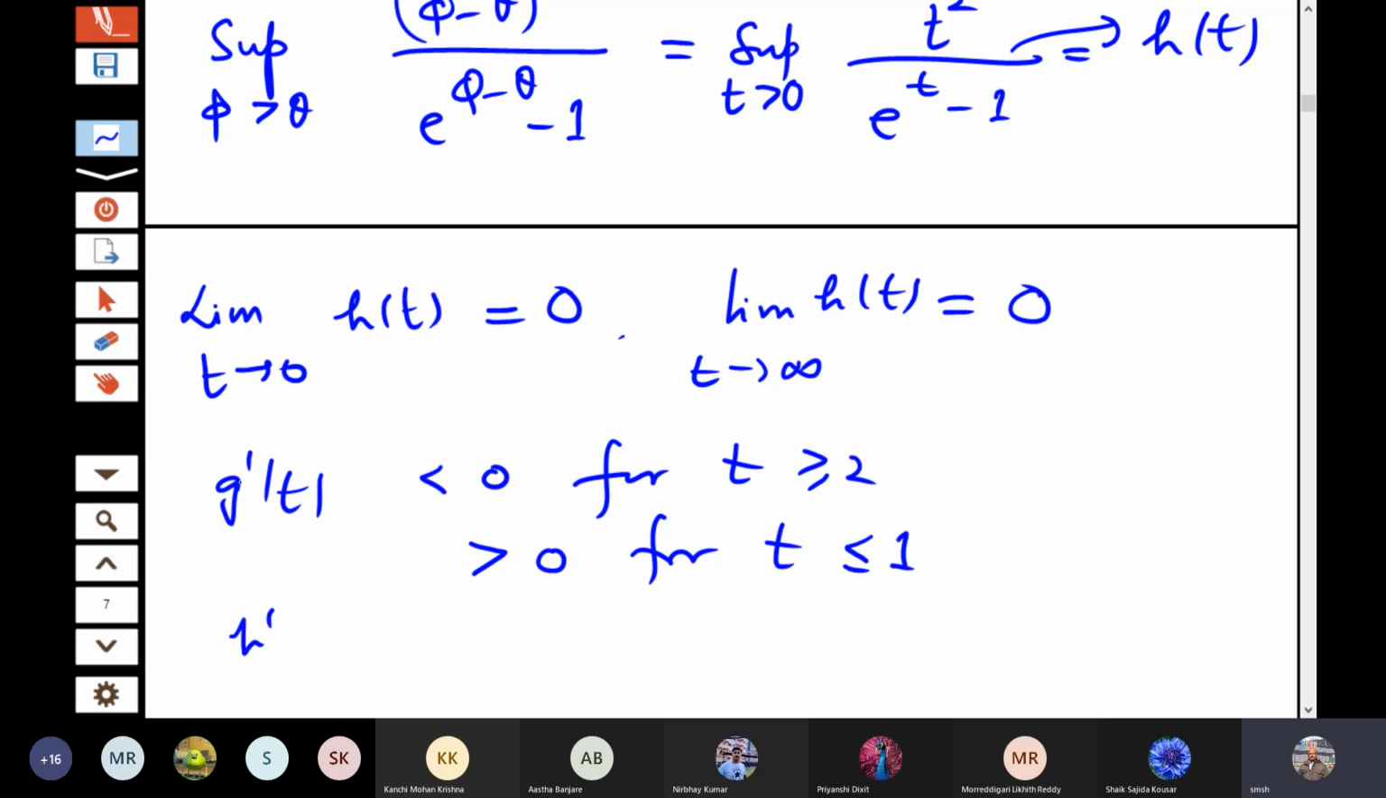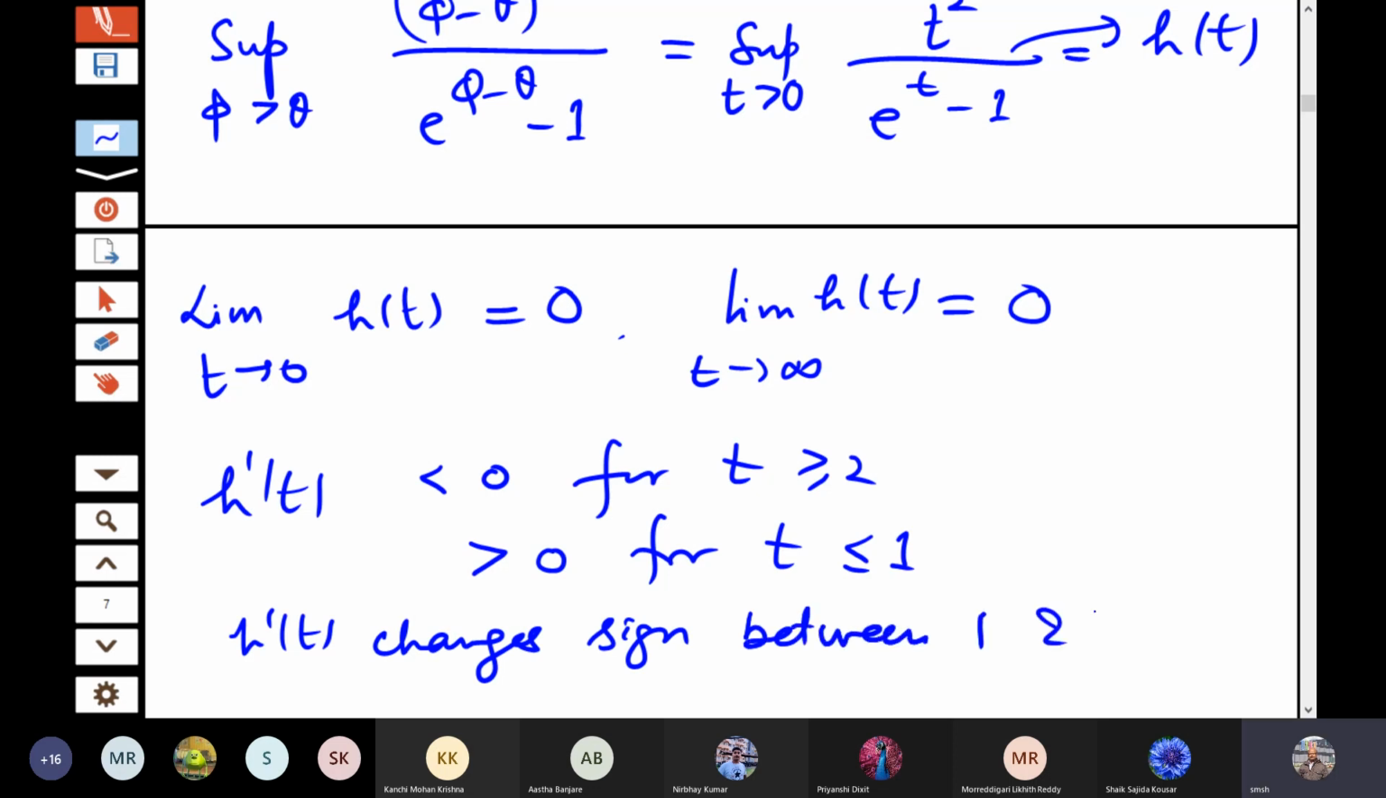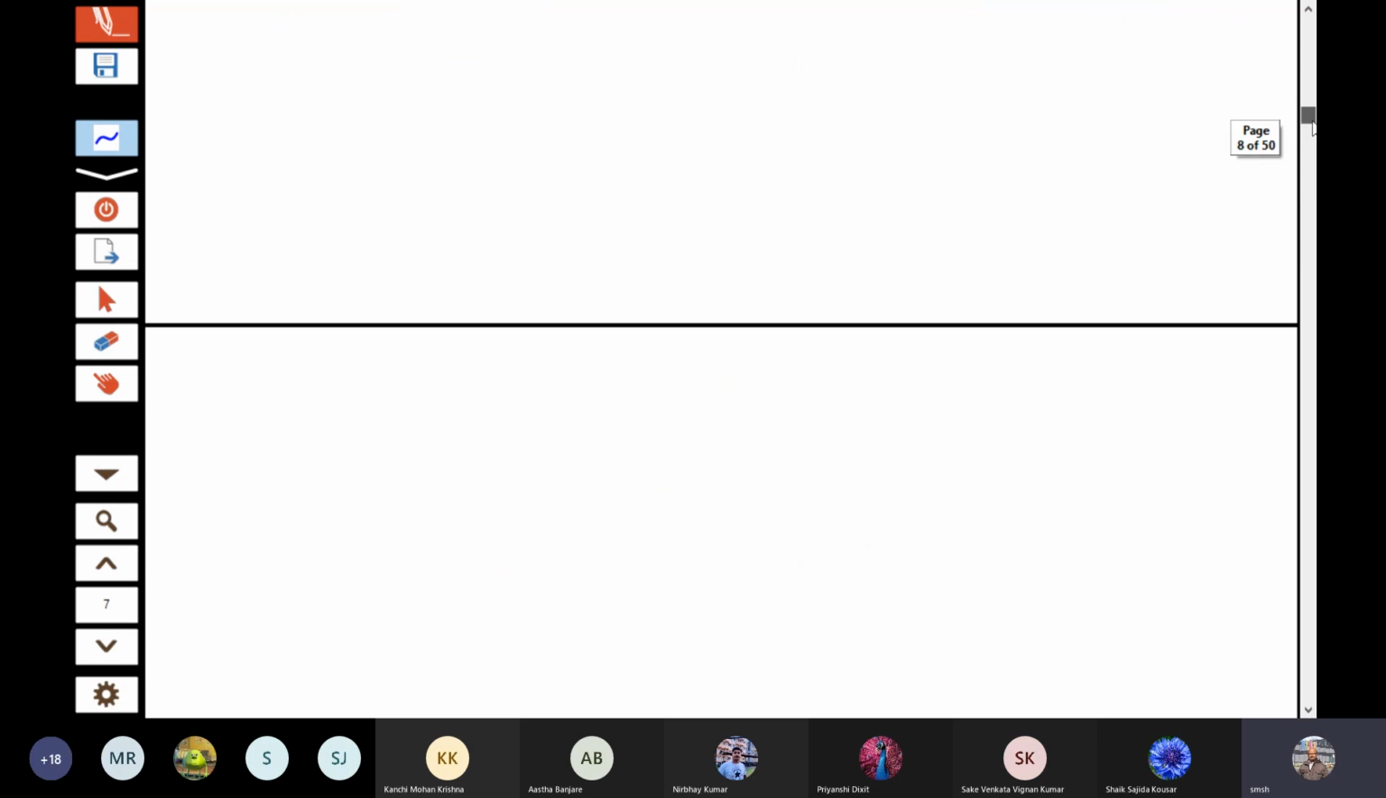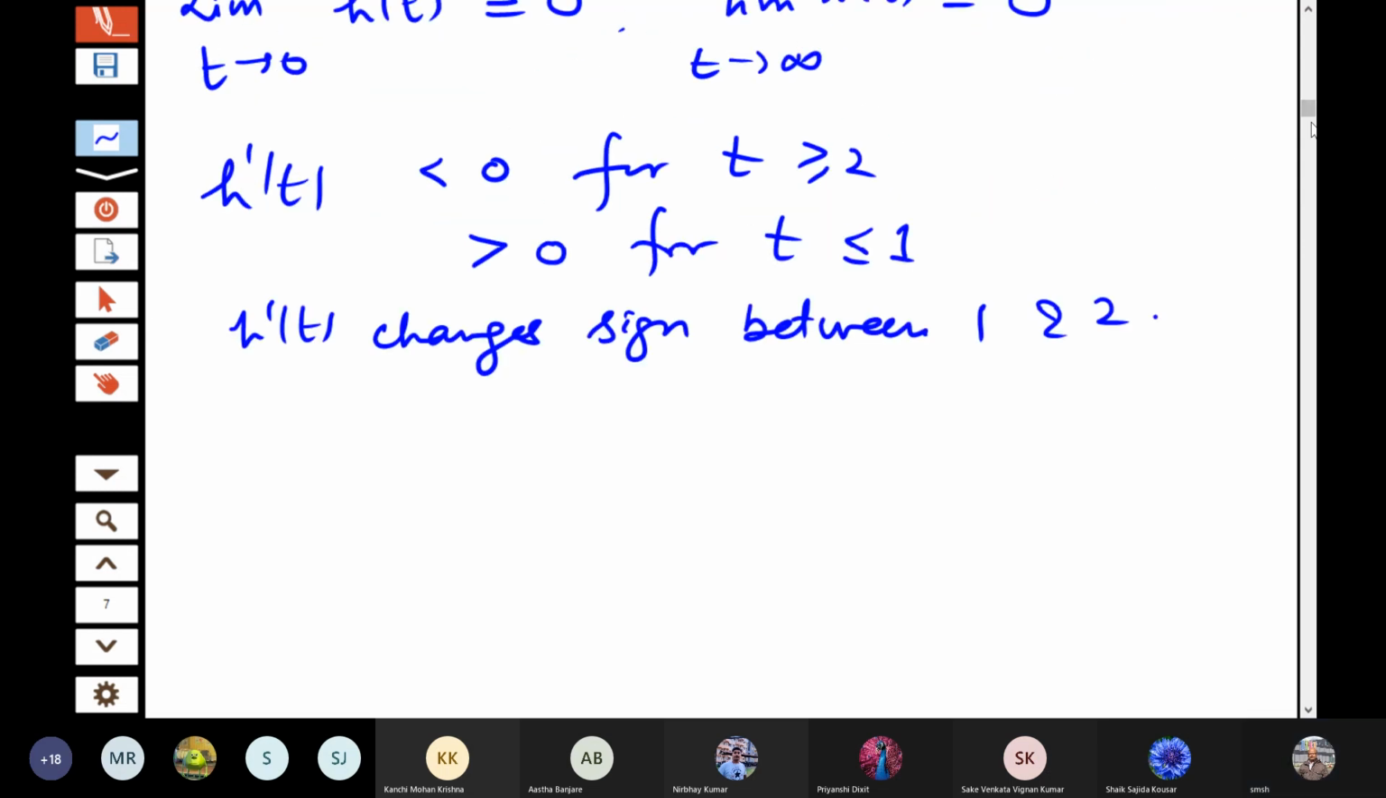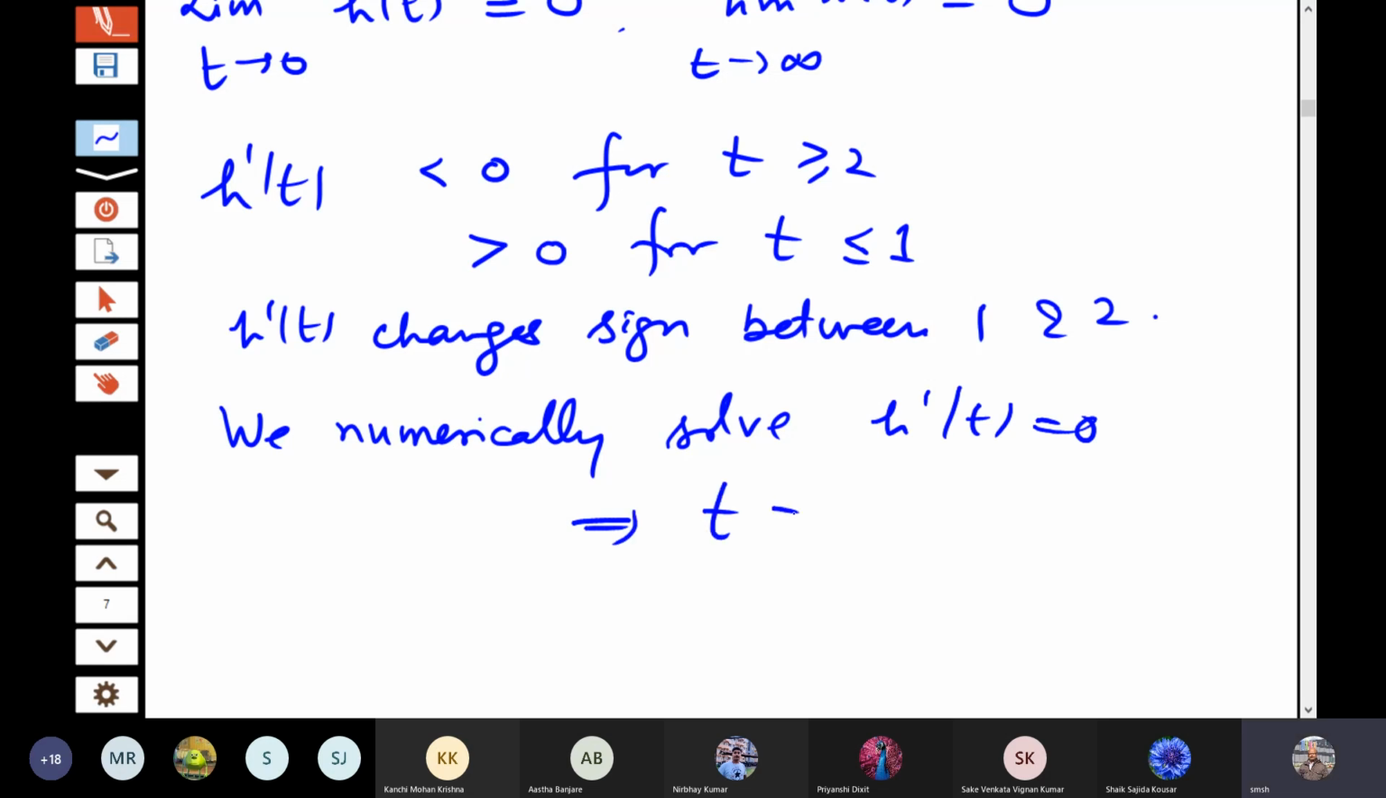So this h prime t changes sign between 1 and 2. So basically we need to have a numerical solution of this. So if we consider that, it gives me t is equal to 1.59362.